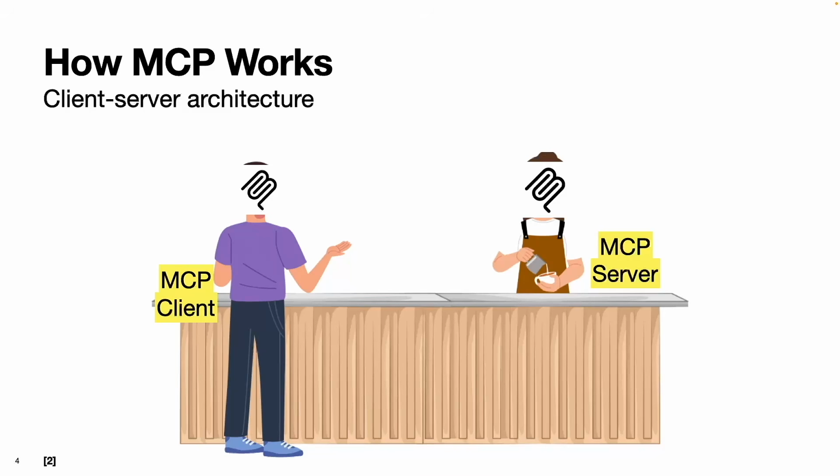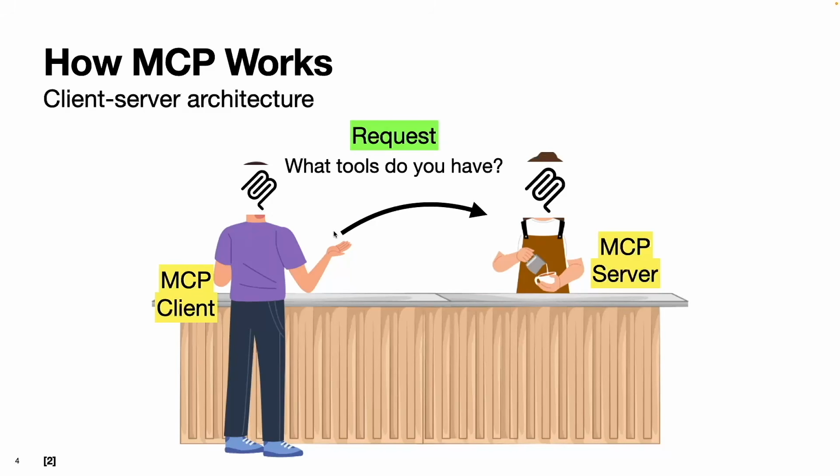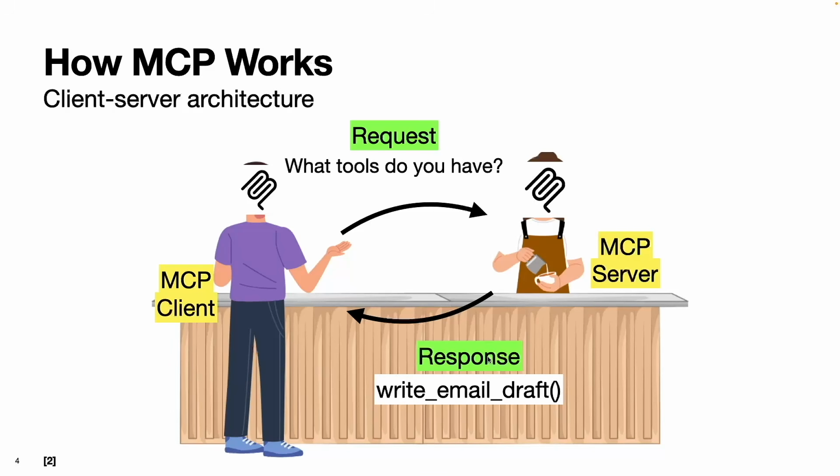The client will send requests to the server like, "What tools do you have available?" Or "What resources do you have available? What prompt templates do you have available?" And the MCP server will respond based on its capability. So if it just has one tool, write email draft, it'll respond with that. This is just a high-level overview of how MCP works. Let's now dive into each of these two key components.